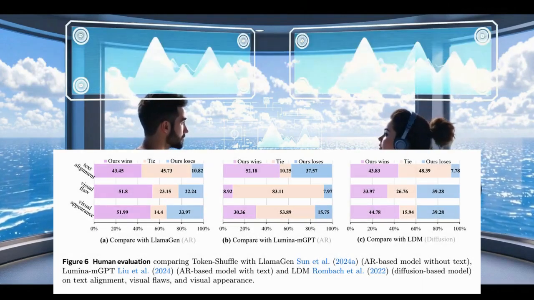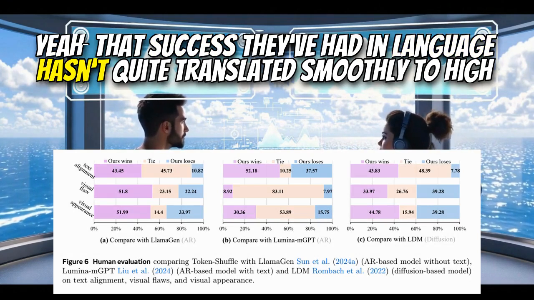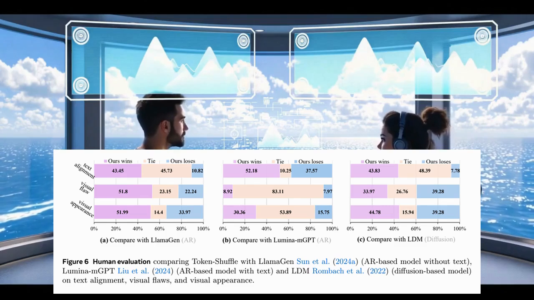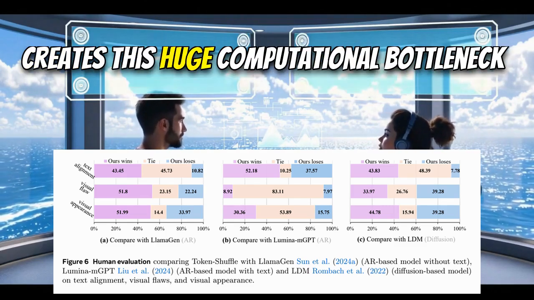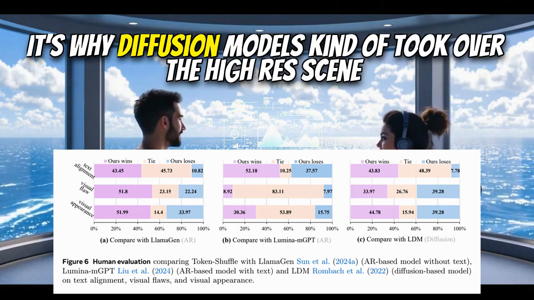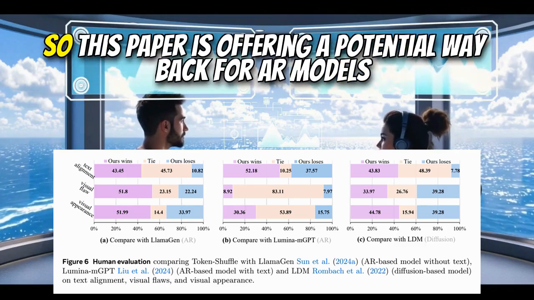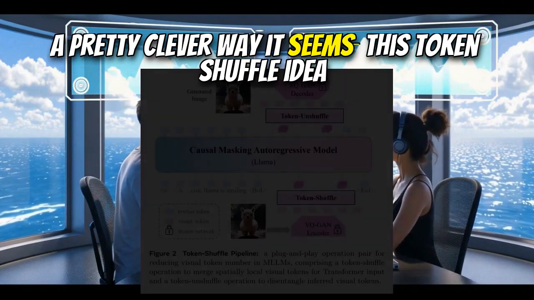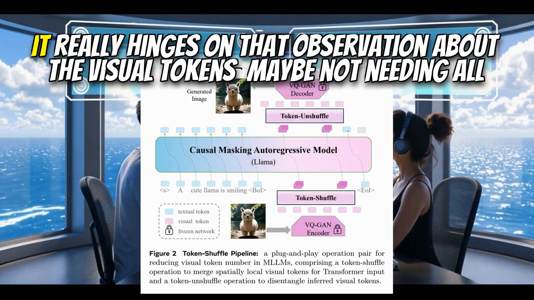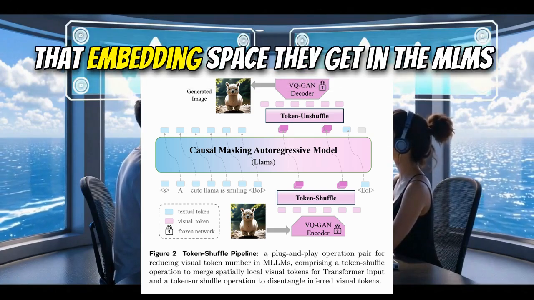Sounds good. It's tackling a problem that's been around for a while, right? AR models for images, they've struggled with scaling. Yeah, that success they've had in language hasn't quite translated smoothly to high-res images. It's the tokens. Just way too many tokens needed for detailed pictures. Creates this huge computational bottleneck. It's why diffusion models kind of took over the high-res scene. Yeah, they sidestepped that specific issue. So this paper is offering a potential way back for AR models. A pretty clever way, it seems, this token shuffle idea. It really hinges on that observation about the visual tokens maybe not needing all that embedding space they get in the MLLMs.